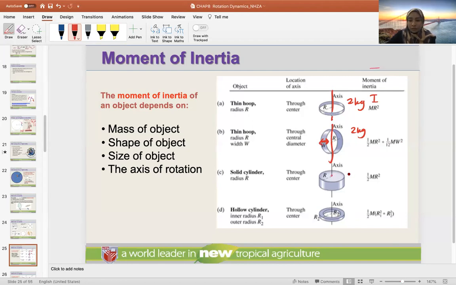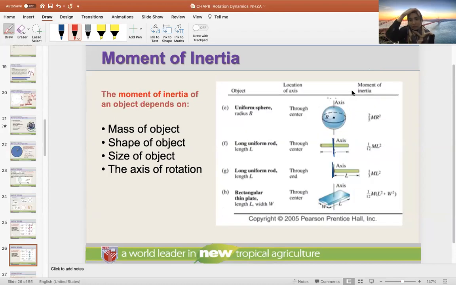Okay, so here is 2 kilogram of cylinder as well, but the shape is different. So the I is also different. It's 1/2 mr squared. So you can say all these objects have the same mass, but because they have different axis of rotation, they have different shape, their moment of inertia is different. And you have to memorize the equation. That's the sad part of it.